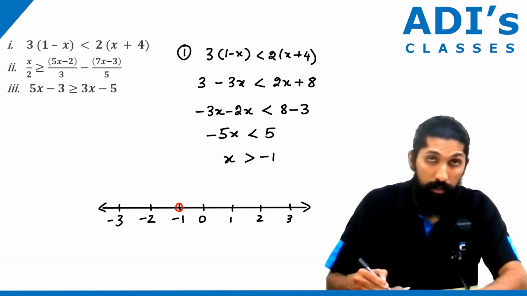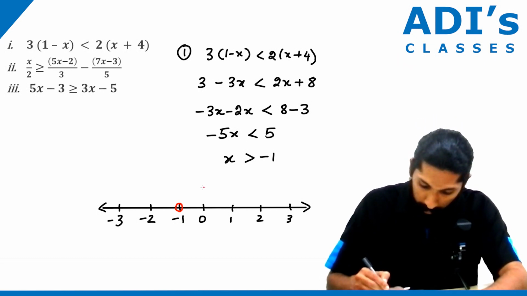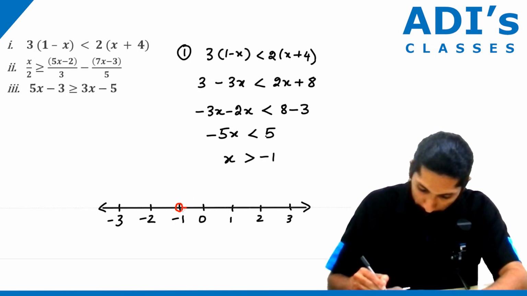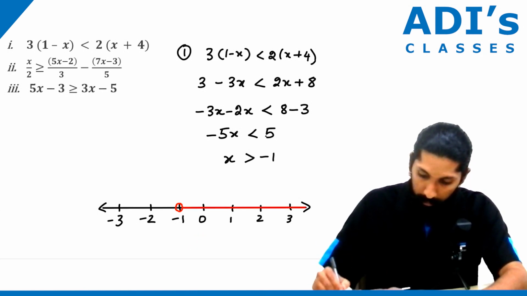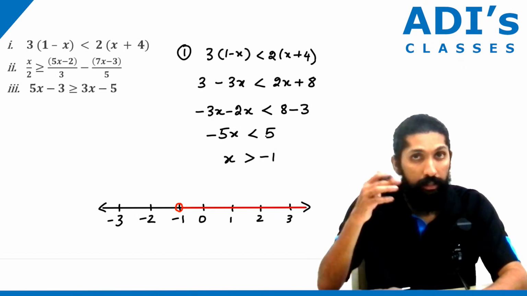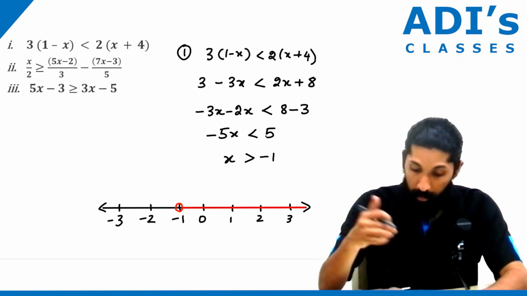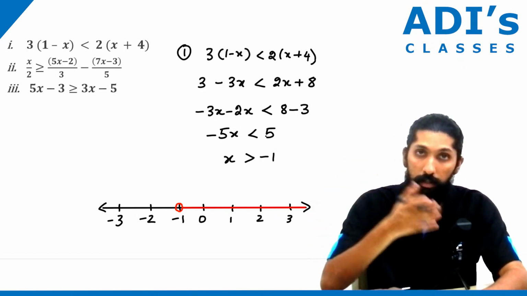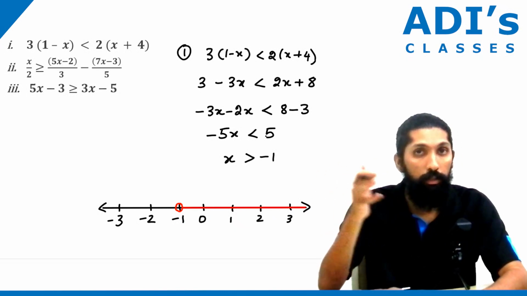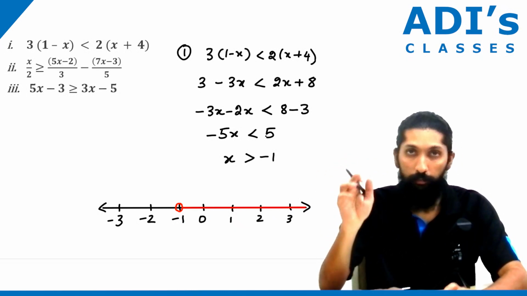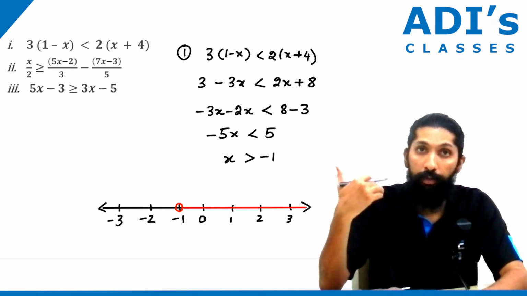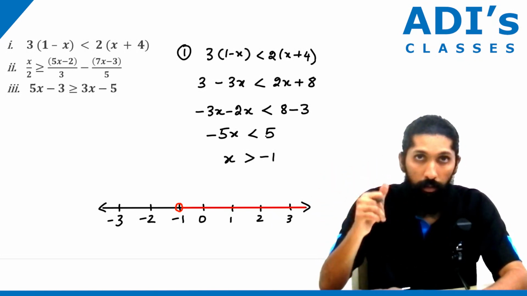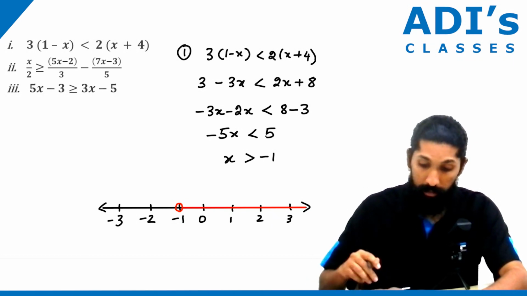write a line like this, a circle, and then we are going to write the line this way. This is the way we represent x is greater than minus 1. So since it is greater than minus 1, 0, 1, 2, 3, and so on and so forth. Fair enough? So this is the answer, the graphical way of presenting a linear inequality. So this is the answer for the first one.